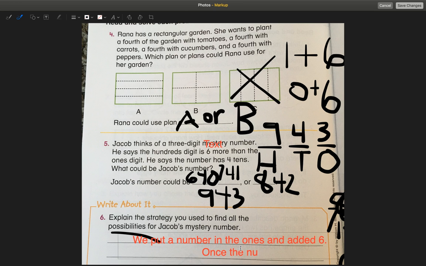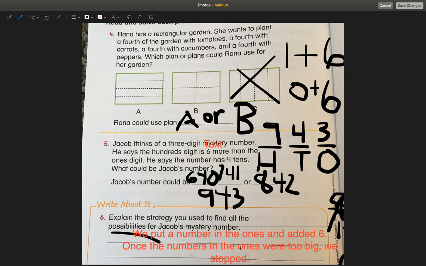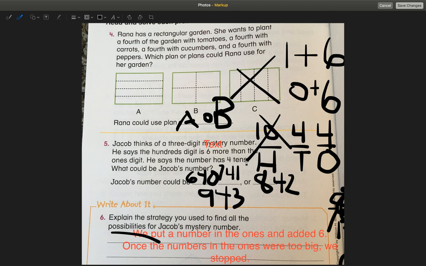Once the numbers in the ones were too big, we stopped. Now, let me explain what I mean by that. So let's say I wanted to try out 4. Well, if this was a 4 and the number in the hundreds digit was 6 plus 4, well, 6 plus 4 is 10. And we cannot put 2 digits in 1 digit place. So that's why there's only 4.